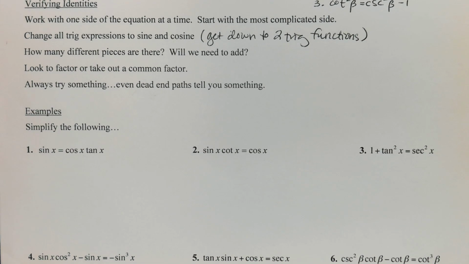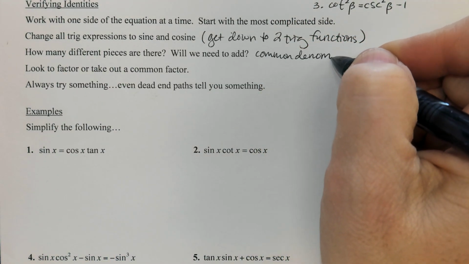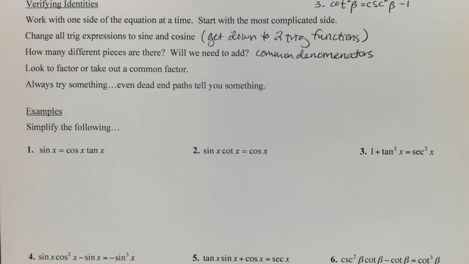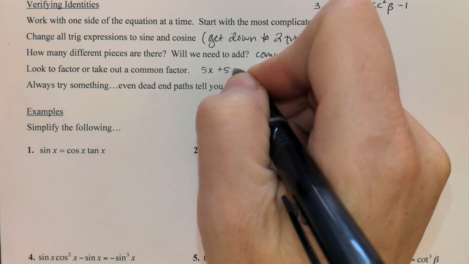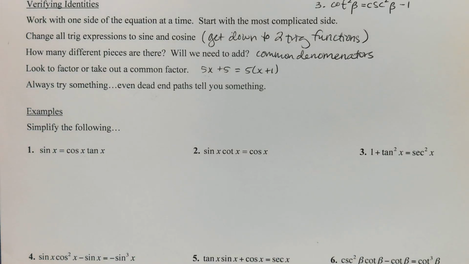Think about how many different pieces there are, how many different terms you will need to add. That could lead to common denominators. Look to factor or take out a common factor, kind of like 5x plus 5 could get us 5 times x plus 1. Only we won't be taking out numbers, we'll be taking out trig functions, but that idea that you could take something out. And the last one is super important. Always try something. Even dead ends tell you something about the route that you took, like that algebra didn't work, so let me come back and try something else. Just make sure you keep trying.